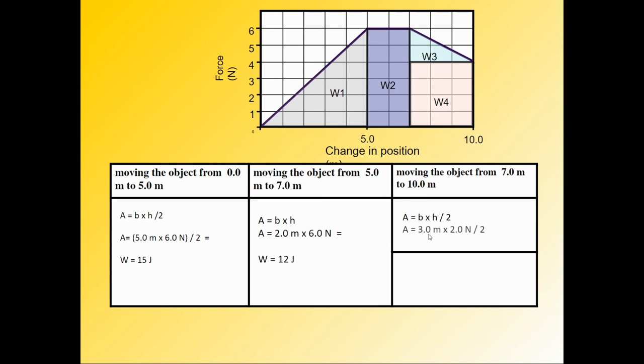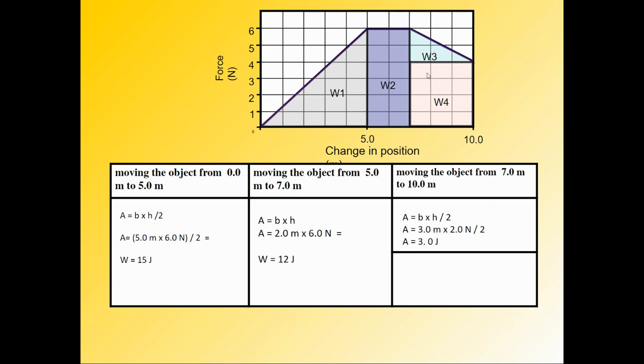So my base is 3, and I'm starting from the corner of my triangle. I'm not going from the line down here. Okay, that's part of the rectangle. I'm starting where the triangle starts. So I'm starting at position 4, and I'm only moving up to position 6. So that's only 2 spaces. 1, 2. So what I want to do is now multiply those together. That gives me 6, divide it by 2, and that gives me 3 joules.